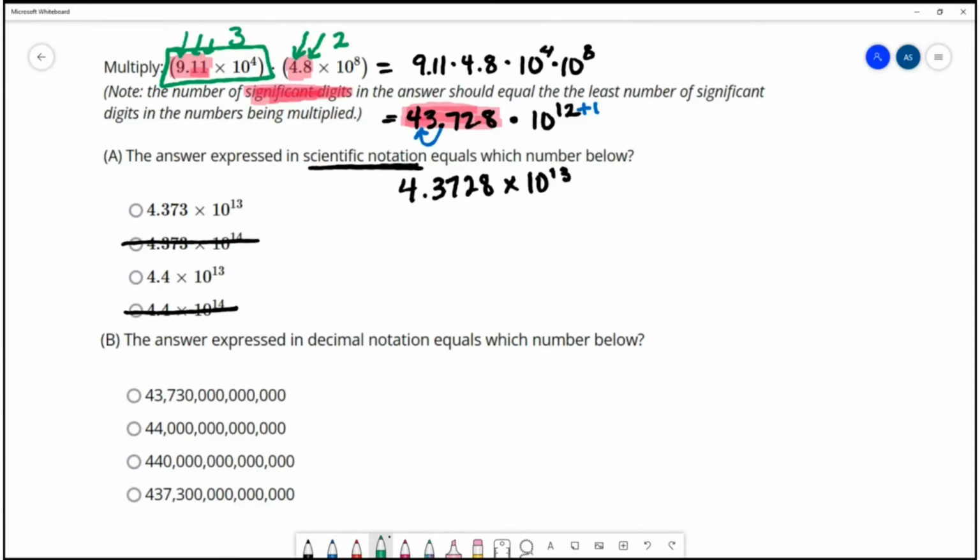That means that we want to have 2 significant digits in our answer. The least number, that's 2. So we're going to round this to make this 4.4 times 10 to the 13th. So this will be our solution.